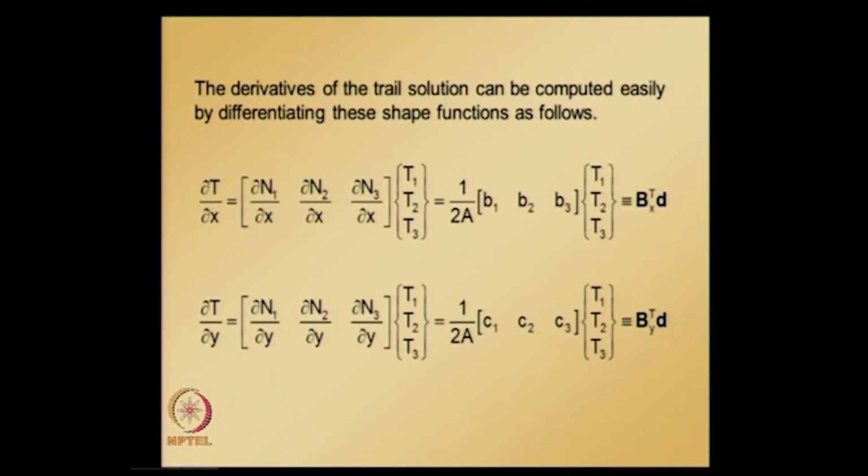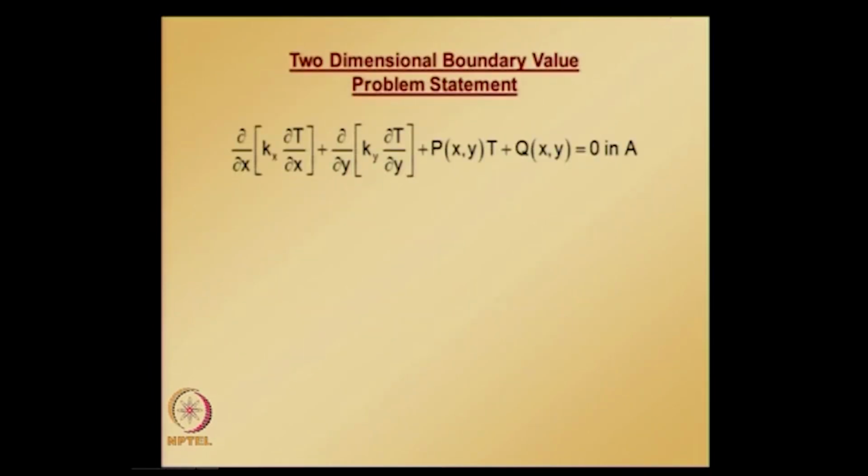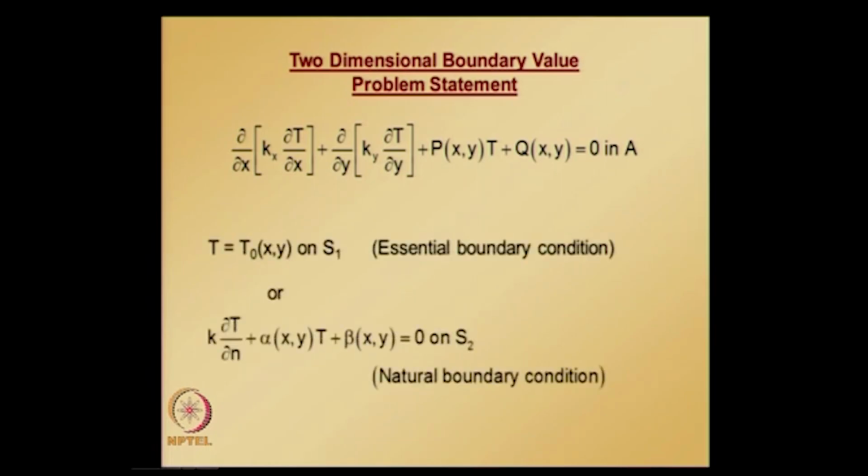And we can also adopt the Galerkin criteria to derive the element equations. So, what we will be doing is we will now look at the Galerkin criteria to derive element equations for the same general two-dimensional boundary value problem. Let us recall, this is the problem that we are looking at, this is the differential equation. We need to solve it over domain A subjected to the boundary conditions. These are the boundary conditions.